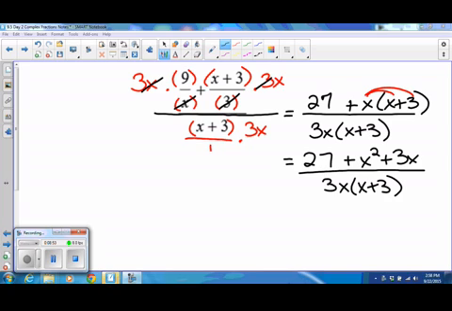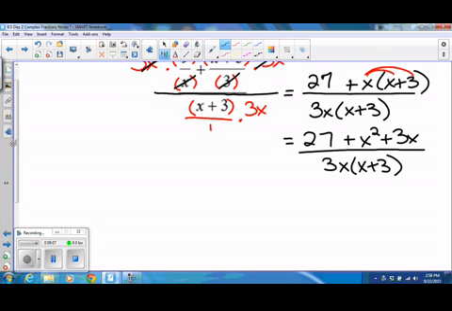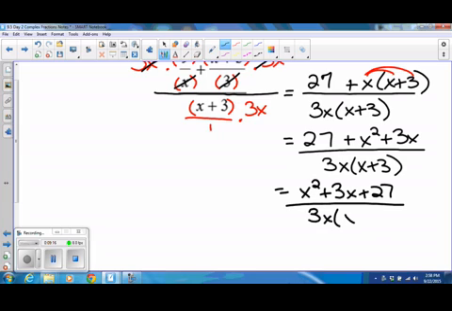Now, for my numerator, I'm going to put that in descending order so that I can check to see if it can be factored. Because right now, I can't do the AC method until I really know what A, B, and C are. Okay? So I have, this is the same thing as x squared plus 3x plus 27 all over 3x times x plus 3.